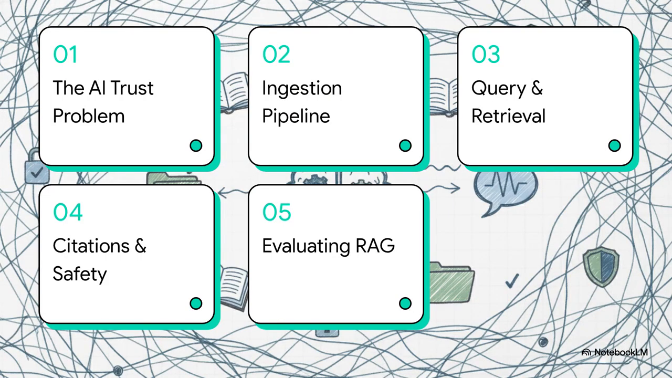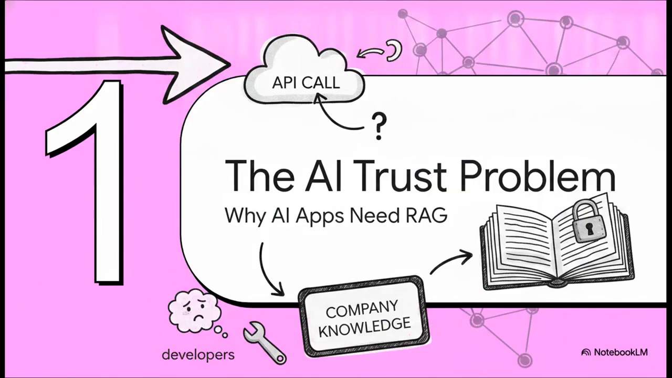To get a full grasp of how this all works, here's the architectural roadmap we're going to build together in this explainer. First, the AI trust problem. Second, building the ingestion pipeline. Third, the query and retrieval flow. Fourth, citations and safe boundaries. And finally, number 5, evaluating your RAG system. It's a highly structured journey, right from raw data to a trustworthy AI assistant. Let's get into it. Section 1, the AI trust problem.